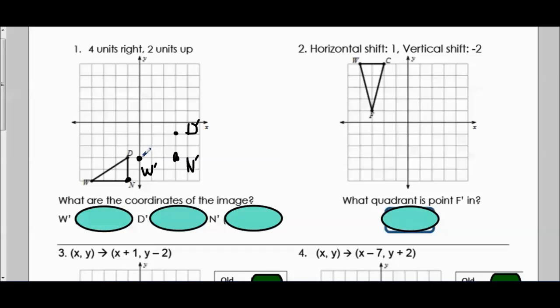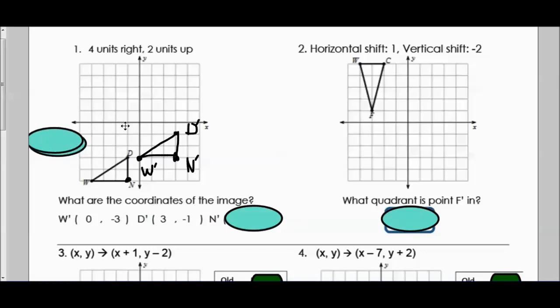So you can see once we move all the corners, you really just need to connect the dots, and it reforms that shape in the new spot. This question is actually asking for the coordinates, so we're just going to record each of those coordinates. That's (0, -3). That's point W, or W prime. D prime is at 1, 2, 3, and then down 1, so (3, -1). And N is 2 below that, so it's at a +3 and a -3 as the y coordinate.